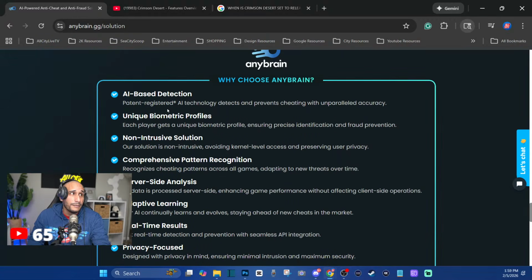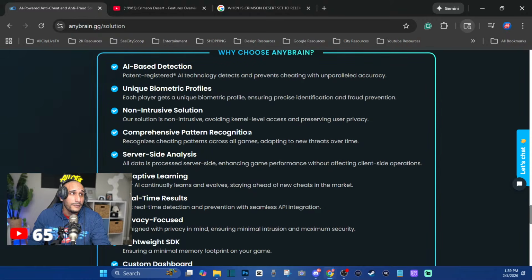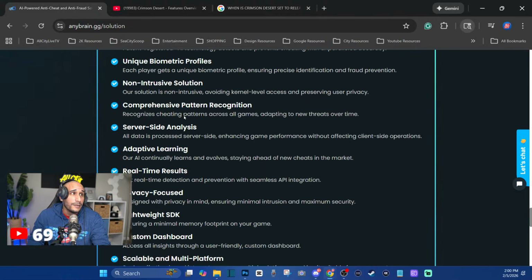AI-based detection patent is registered. AI technology detects and prevents cheating with unparalleled accuracy. Unique biometric profiles. Each player gets a unique biometric profile, ensuring precise identification and fraud prevention. Non-intrusive solution. I know that's what a lot of us are worried about, the intrusiveness of this type of data gathering. Our solution is non-intrusive. Avoid kernel level access and preserving user privacy. Comprehensive pattern recognition. Recognizes cheating patterns across all games, adapting to new threats over time.